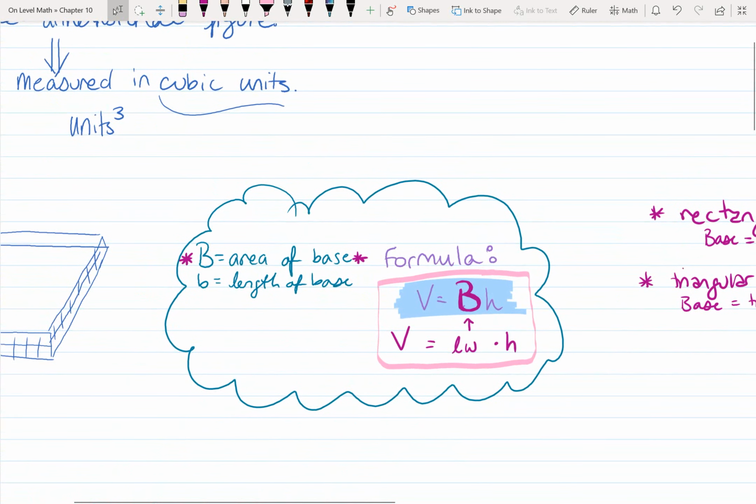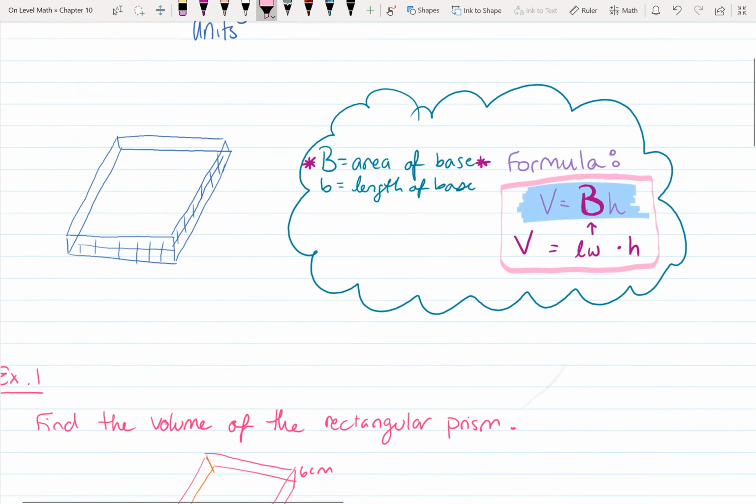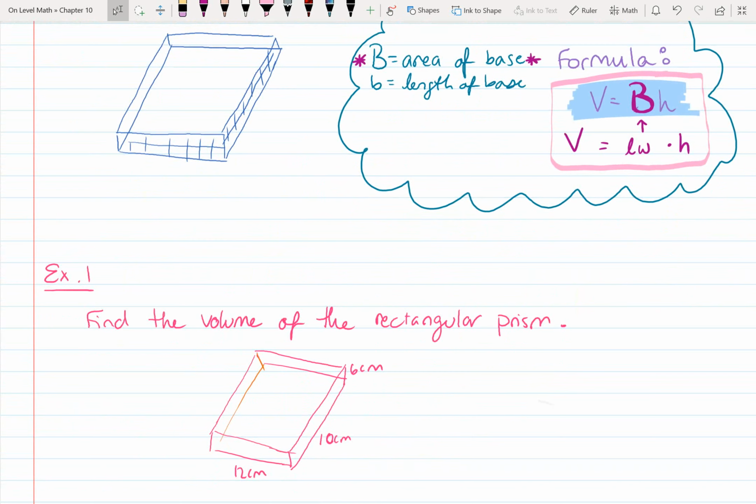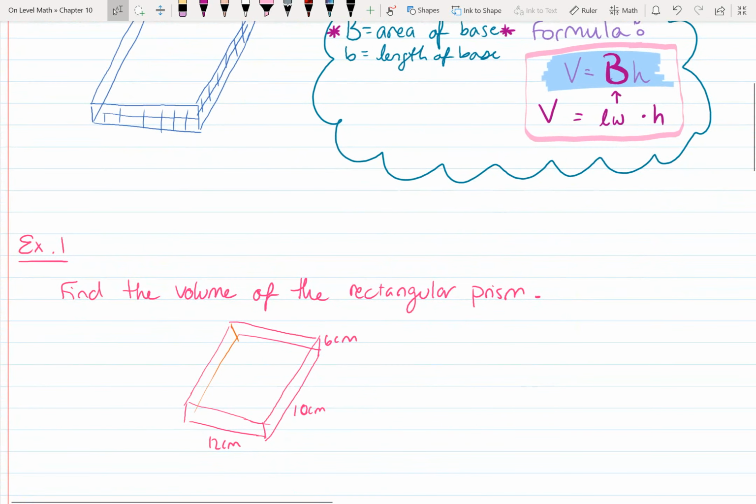Alrighty, and that is the first thing you write down every single time for any volume question. V equals capital B times H. Then you break it down. Alrighty, so example 1. Find the volume of the rectangular prism.